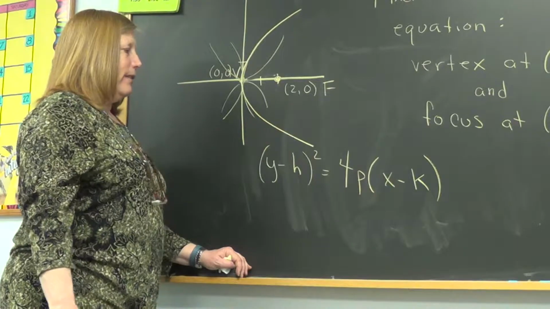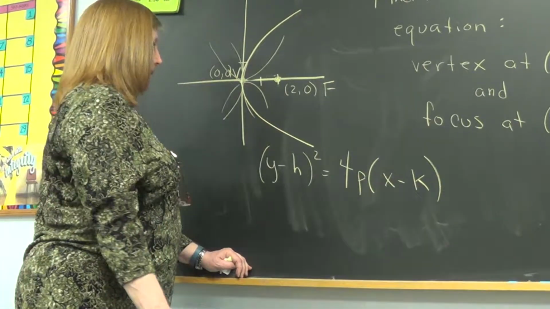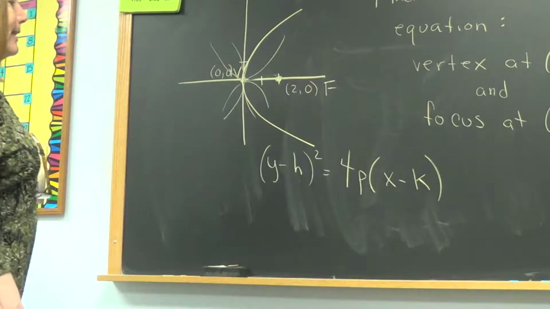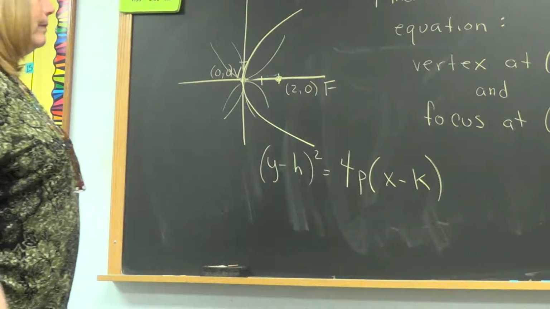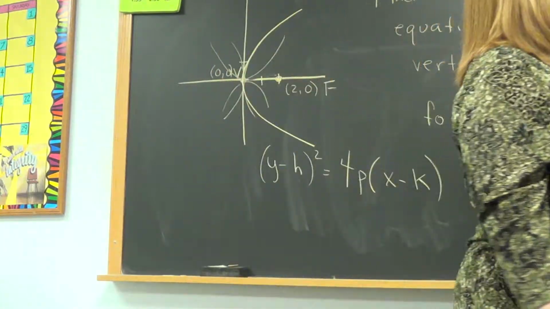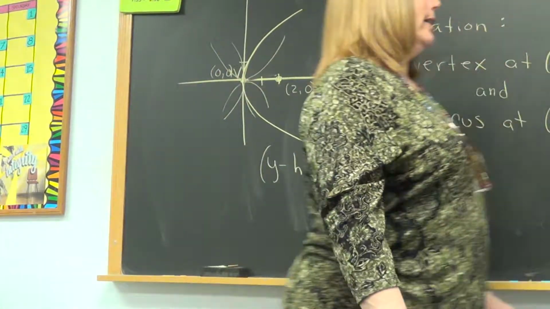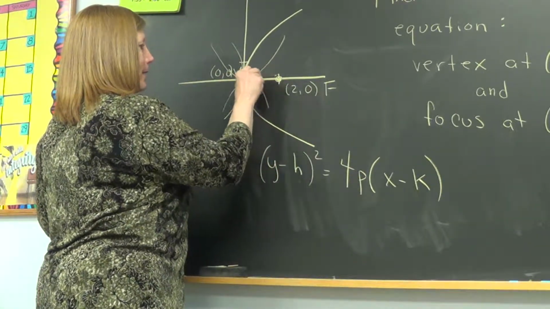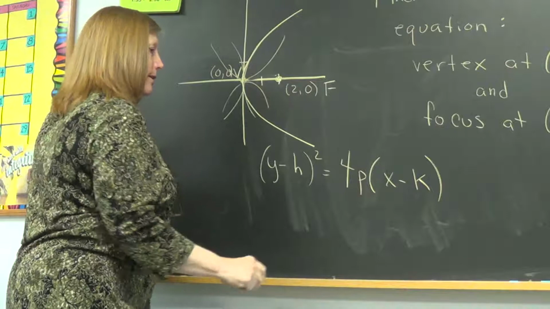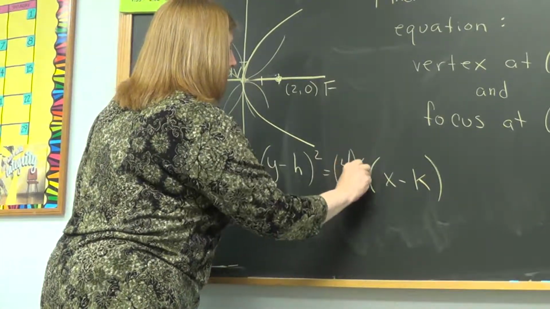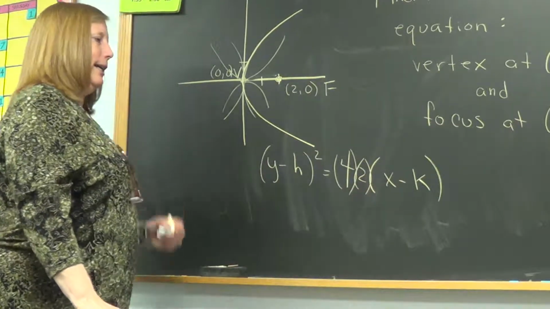From what I've said already, do you have any ideas, Bailey, what any of these would be? The P would be 2. Right, the P would be 2 because the distance between the vertex and the directrix is going to be P. Look at this, the distance from here to here. Let's go ahead and put in a 2 there. That'll be multiplied by the 4, and I'll come back and do that in a minute.